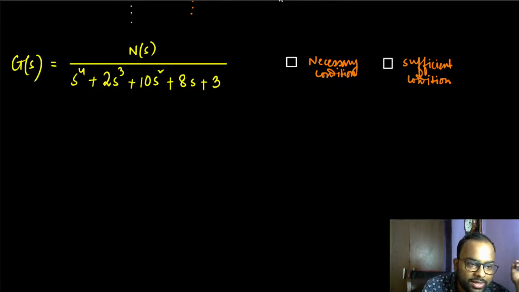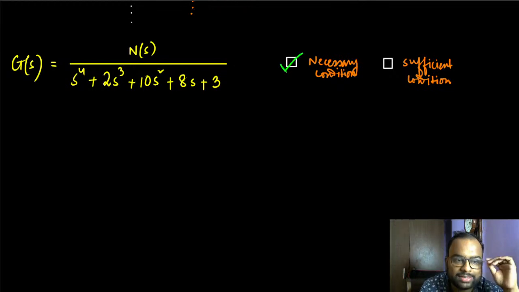You can see that all of the coefficients are present and none of them are missing. All of them have the same sign. None of them are missing, so it is satisfying the necessary condition, which means this could be stable, this could be unstable. I'm not really sure, but I'm not saying that this is definitely unstable. So the necessary condition is satisfied.